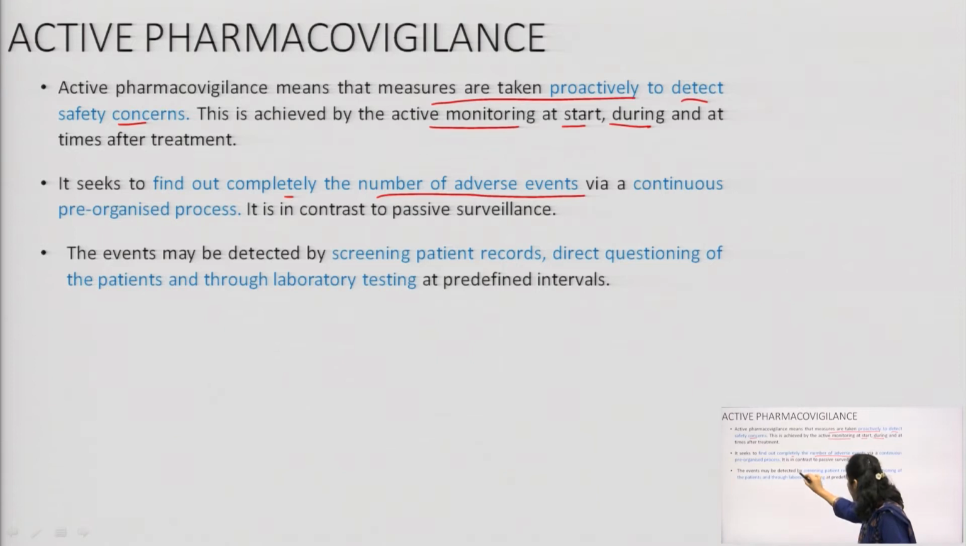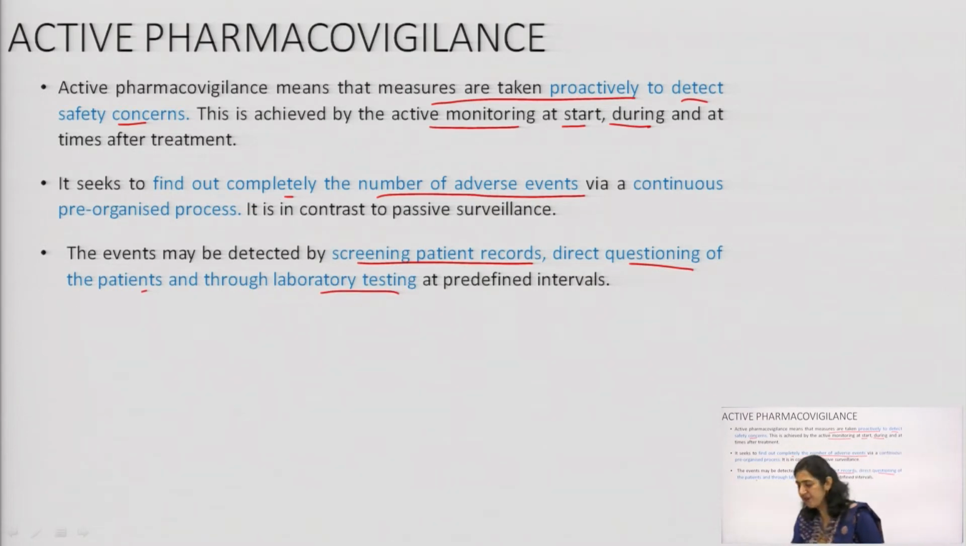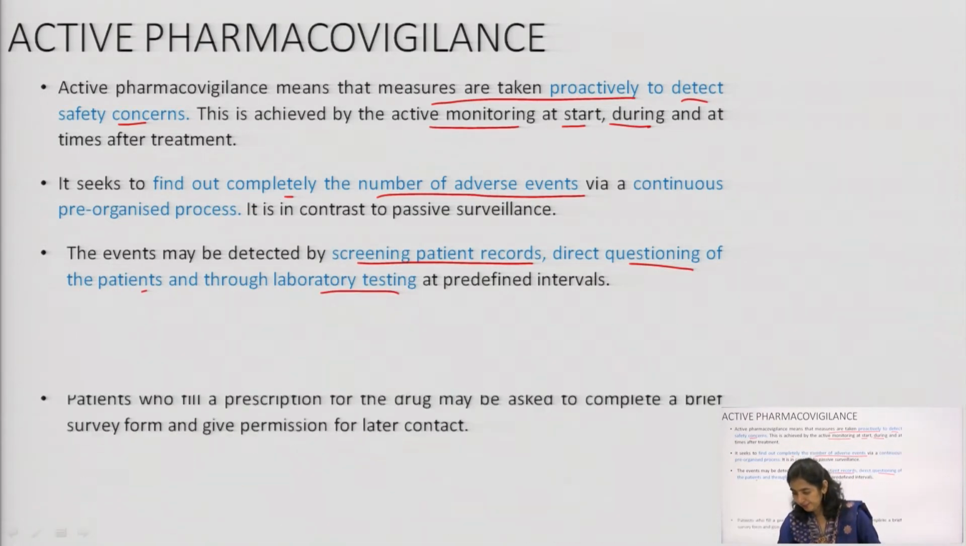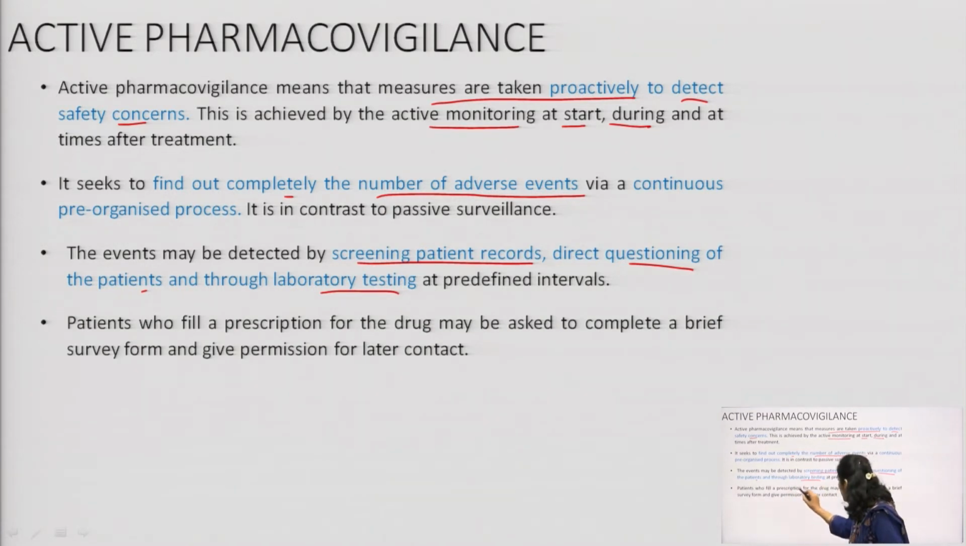Events may be detected by screening the patient records or by direct questioning of the patients or through lab testing at predefined intervals, at different intervals. Patients who fill a prescription for the drug may be asked to complete a brief survey form and give permission for later contact. ठीक है, सपोज मैं मेरी कंपनी एक्टिव फार्माकोविजिलेंस करना चाहती है तो मैं एक सर्वे फॉर्म दे दूंगी पेशेंट्स को और सपोज मुझे कोई पर्टिकुलर ड्रग का डाटा चाहिए तो मैं उन पेशेंट्स का नंबर ले लूँगी और उनको कॉन्टैक्ट करती जाऊँगी टाइम टू टाइम, तो मैं डाटा एक्टिवली कलेक्ट कर रही हूँ.